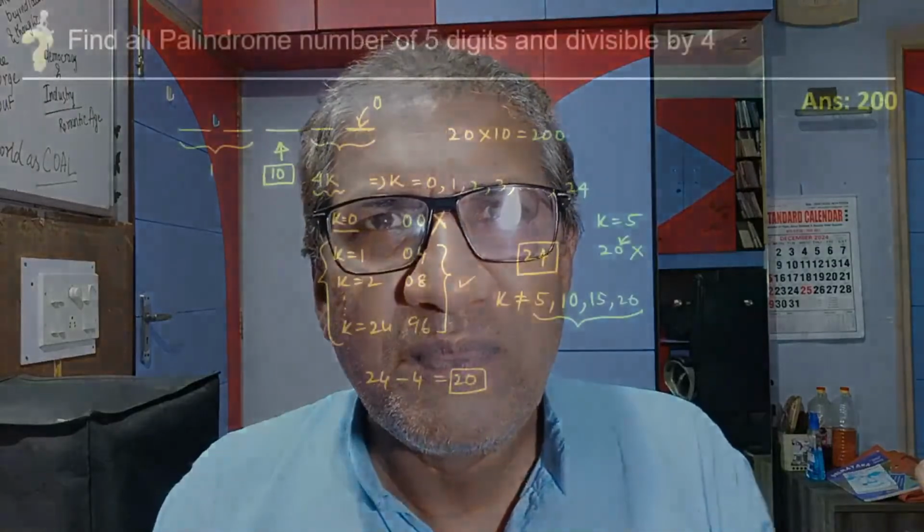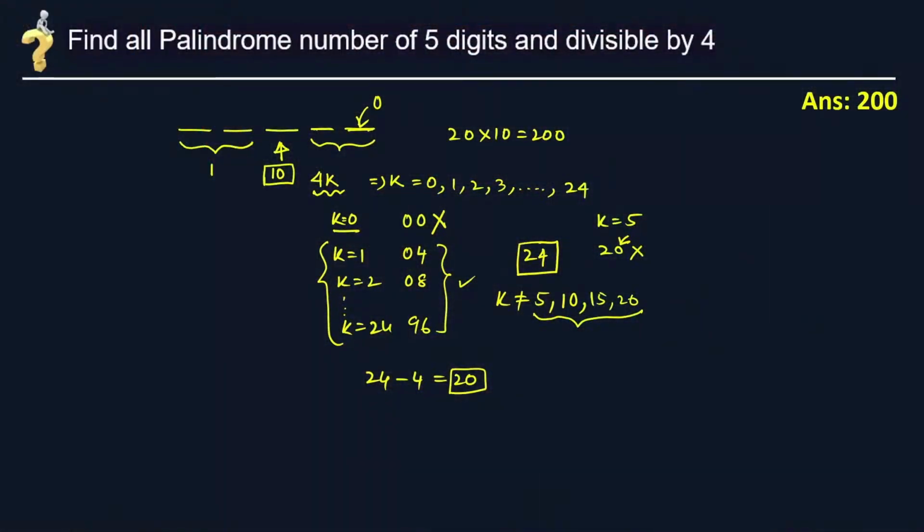So now we find how many such numbers can be filled in the last 2 digits such that they are divisible by 4. And eventually the whole number will be divisible by 4. Getting my point? That's what we have done in this problem.